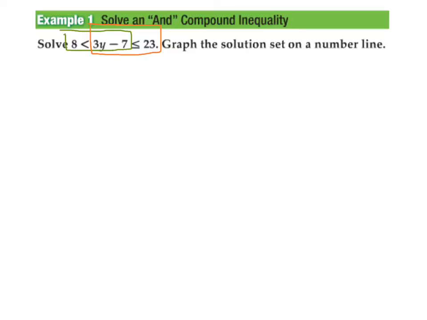You could potentially, in a problem on a test or a quiz or in the book, see this written as 8 is less than 3y minus 7 and 3y minus 7 is less than or equal to 23. Okay, so these could be written with an and in between them, and you'll notice that it is still the same two inequalities. Now, that means actually that there are two methods to solving this.